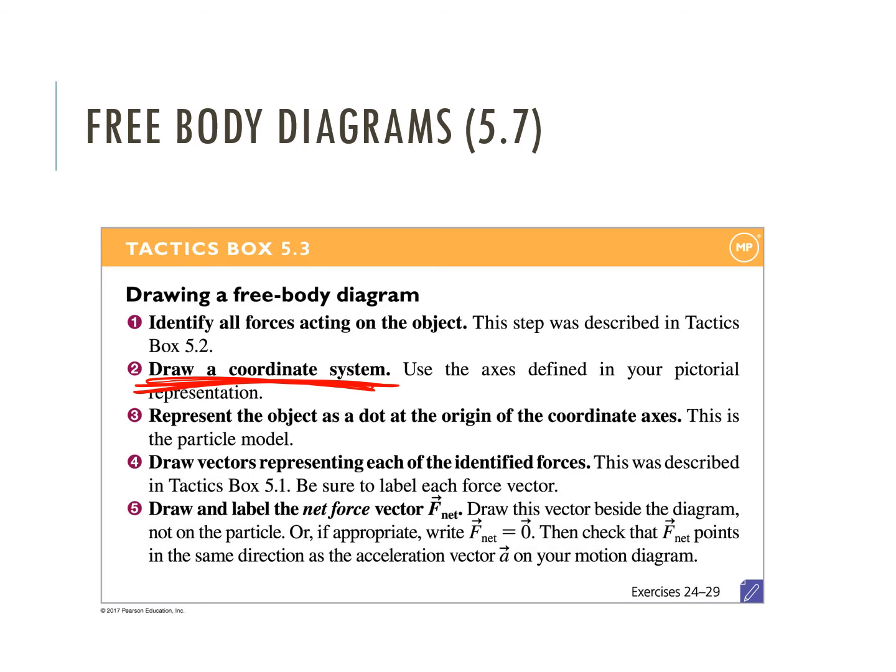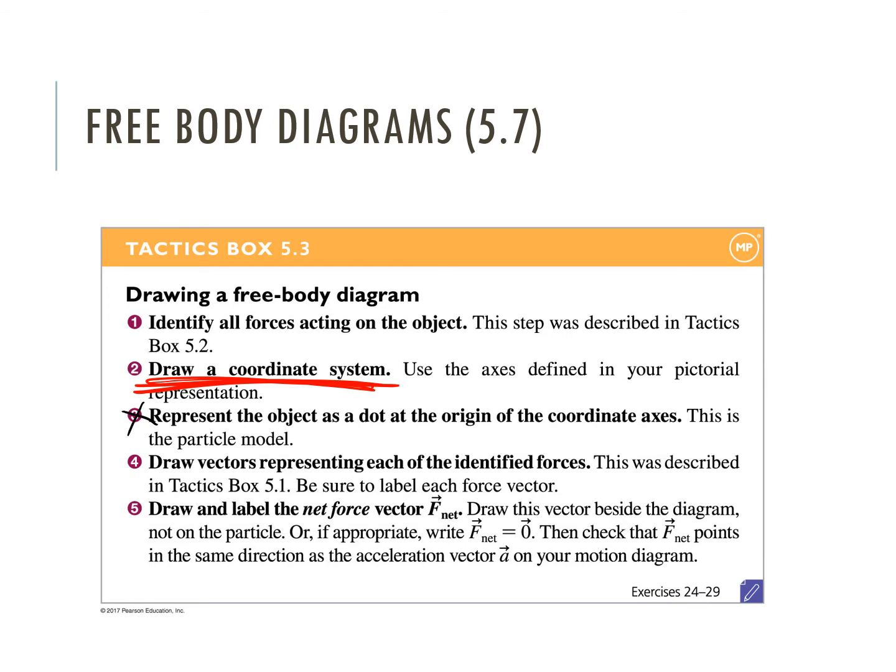Personally, for number 3, I'm okay if you don't want to do it. It says represent the object as a dot at the origin of the coordinate axis. I'm okay if we don't do this. In fact, what I like to do is draw my coordinate system away from my object. I personally like to draw a box for all of my objects. All of my objects are boxes. The reason I like to draw a box is it's a little bit easier to draw stuff on. And then I personally like to put my coordinate system elsewhere.